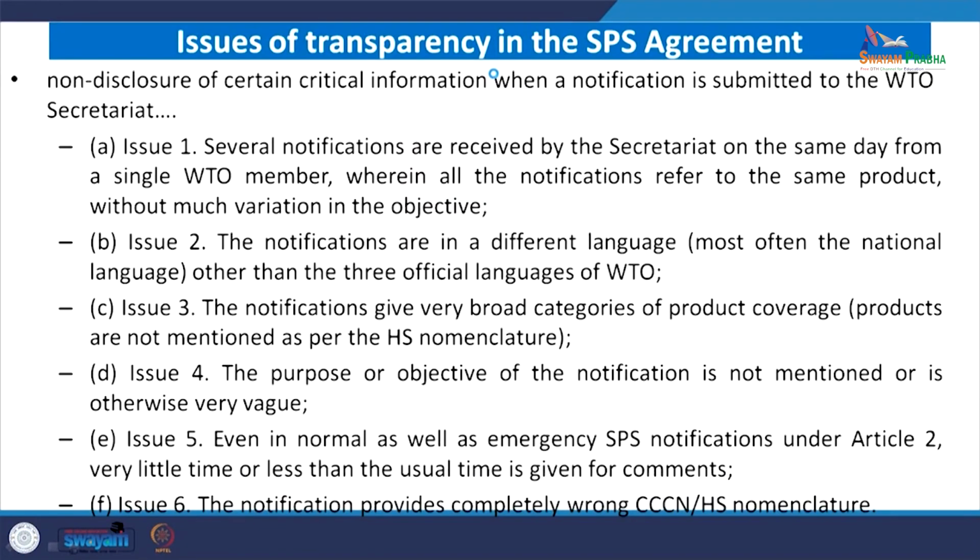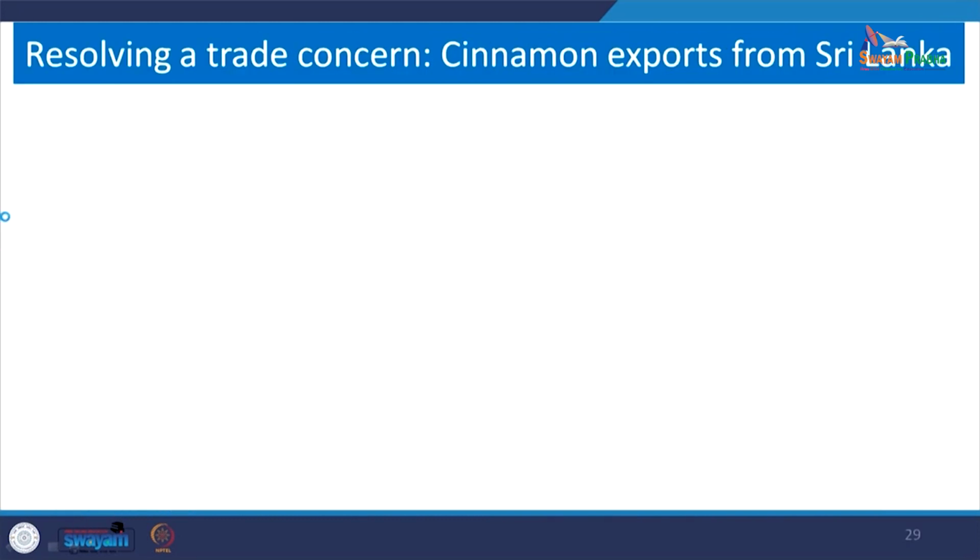Now, there are certain transparency clauses attached, likewise in TBT, technical barriers to trade, which we discussed. You can follow this slide, or better to follow from the WTO website on transparency clauses. We have already discussed this to some extent.